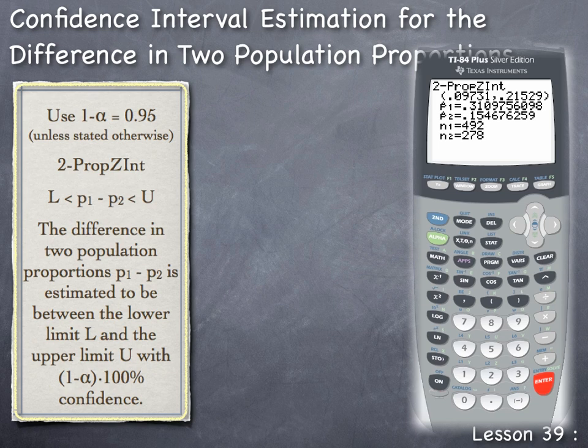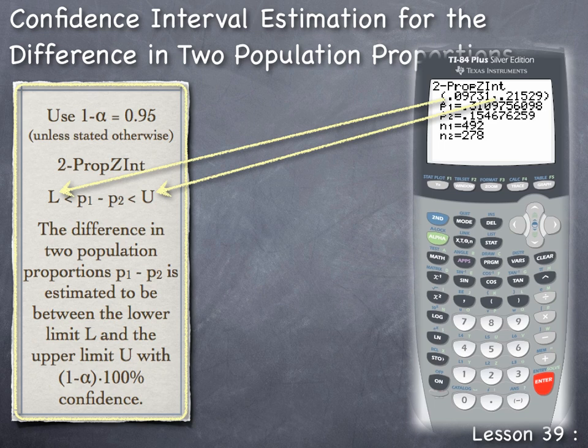Under the 2prop_zint command, in parentheses, separated by commas, we'll find the confidence interval. The first number represents the lower limit L, and the second number represents the upper limit U. Together, they construct our confidence interval estimate.